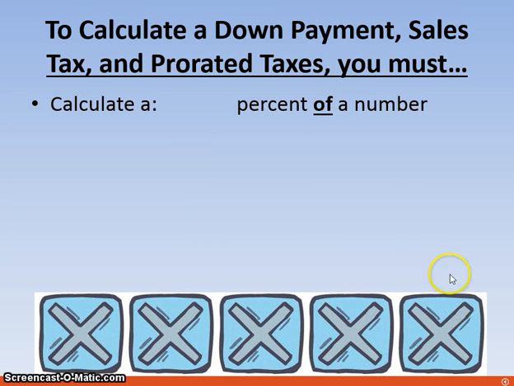So let's talk about calculating down payments, sales tax, and prorated taxes. All 3 of these, which are going to be addressed in this and the next lesson, you must be able to calculate a percent of a number. What does the word of indicate that you are going to need to do? Multiplication.